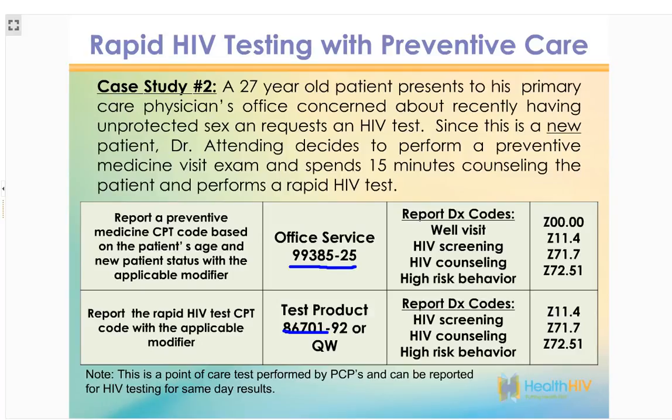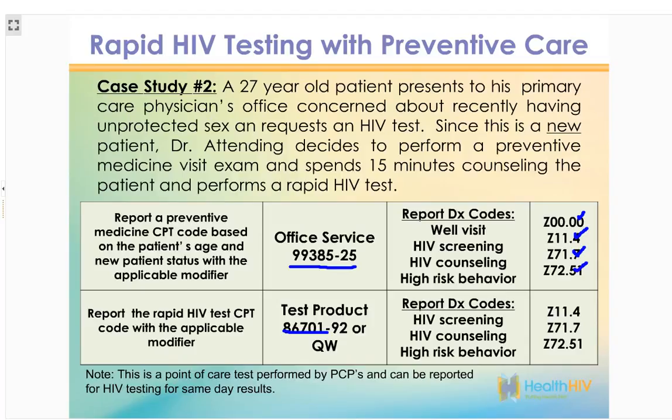And now let's look at the ICD-10 codes. The well visit code Z00.00 is the principal diagnosis. The HIV screening code is the secondary. Counseling is Z71.7, and high-risk behavior Z72.51.